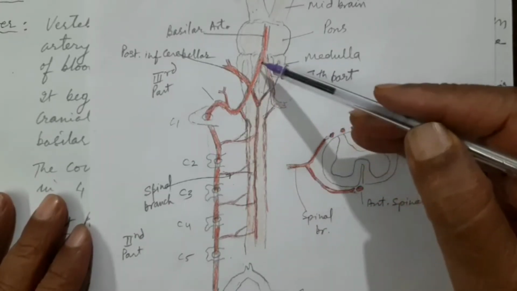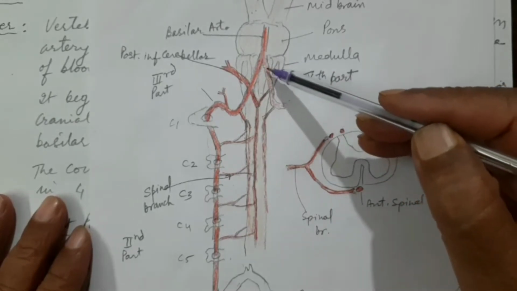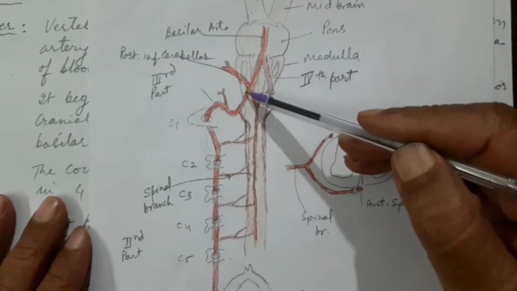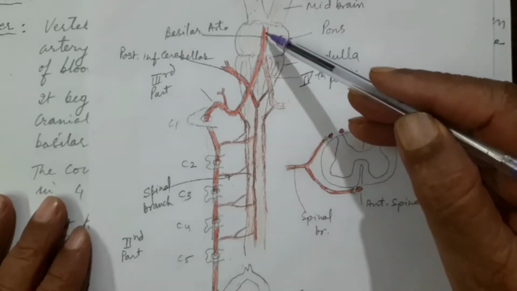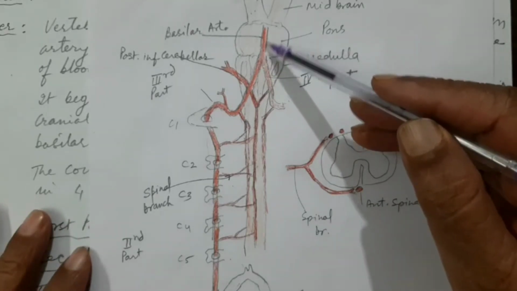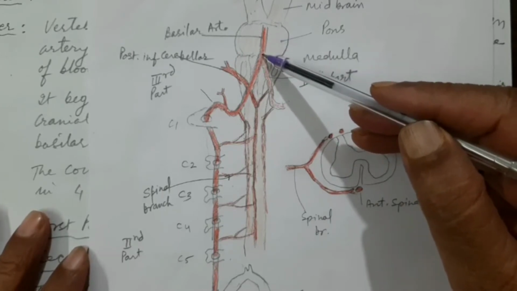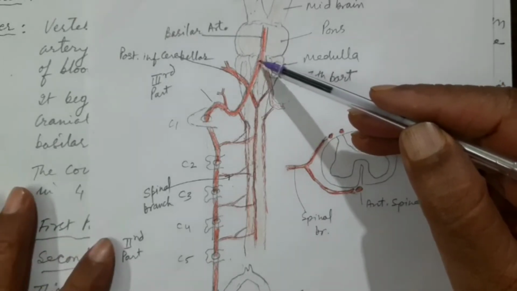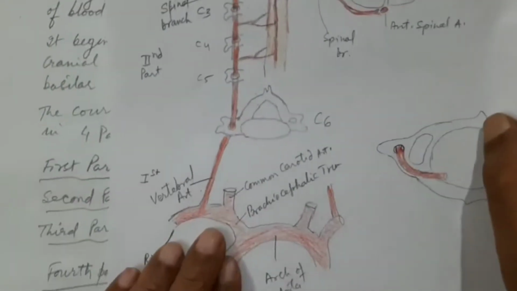It lies on the anterolateral side of the medulla, and at the lower margin of the pons it will unite with its fellow, the vertebral artery of the opposite side. So this is the artery of the right side and this is the artery of the left side, and here they unite to form a single artery which is called the basilar artery. So the right and left vertebral arteries at the lower margin of the pons form the basilar artery. You can consider the lower border of the pons as the termination of the vertebral artery, and where has it begun? It has begun from the subclavian artery. Okay, quite low.